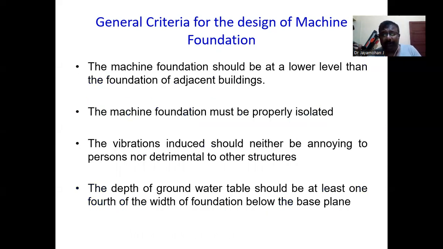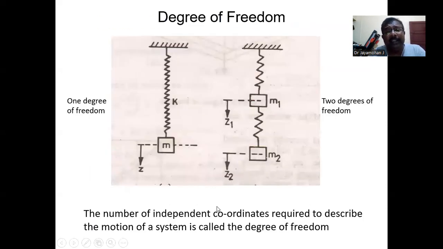Near the machine, there may be adjacent structures. The vibration of the machine will be transmitted to the adjacent structures through the soil. To prevent that, preferably the machine foundation should be at a lower level than the foundations of adjacent structures. We have to provide proper vibration isolation, in a way that we will discuss at a later stage. And if there is groundwater, the foundation should preferably be above the groundwater. That is mentioned in the last point.